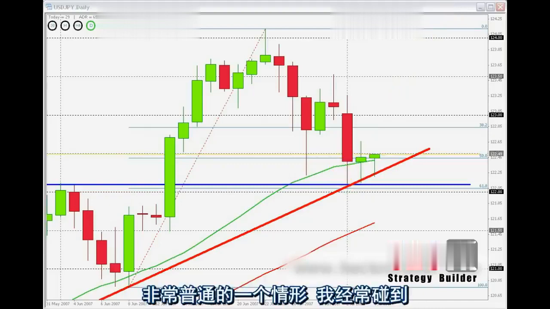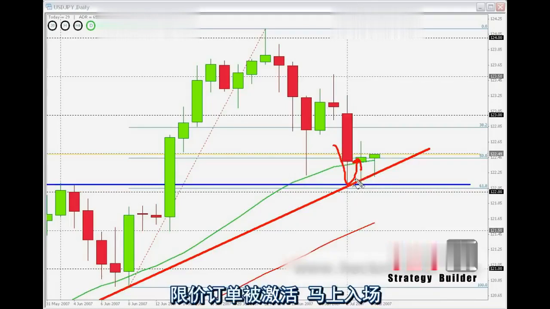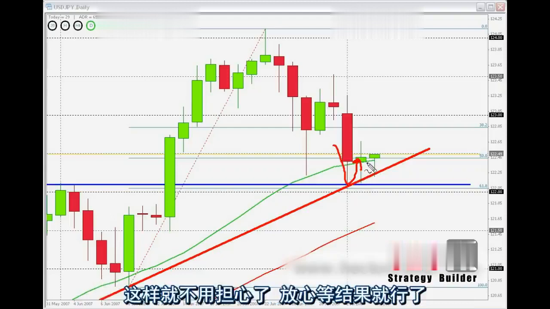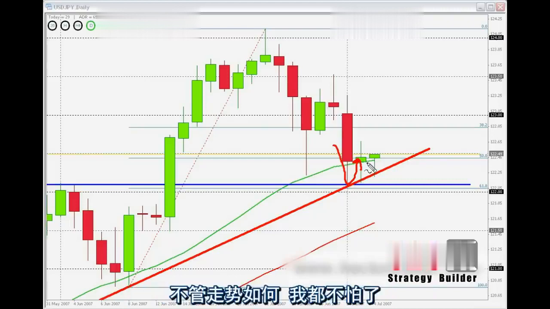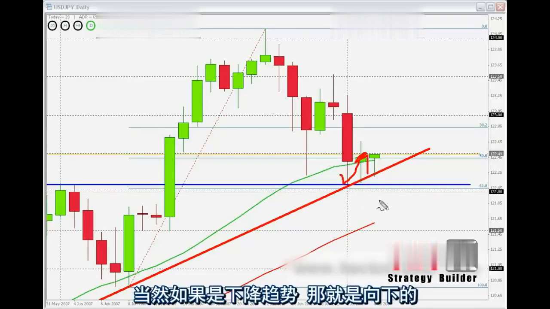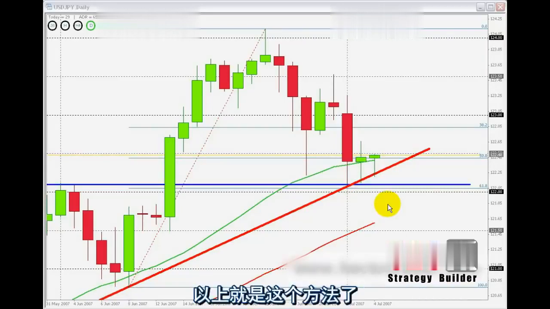I see it every day, that touch limit orders get filled in the market, bang, rebound back up 20-30 pips, move a stop to break even. Hey, that's it, no sweat. I'm riding a risk-free trade. I don't care anymore what might happen from now on. Like I say, that quick temporary rebound to the upside, or to the downside if you are in a downtrend, basically off that level of confluence, happens very often. Alright guys, that's what this technique is about.